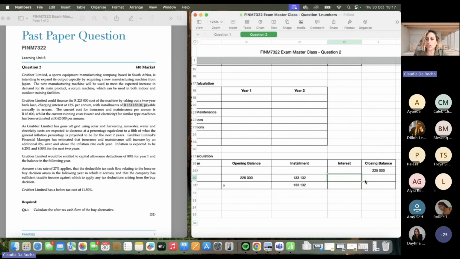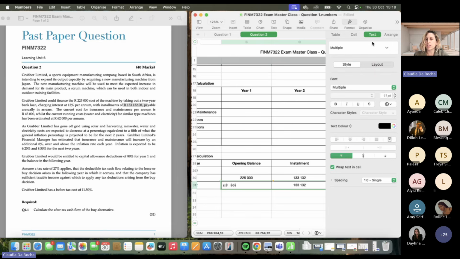Okay, interest we have to calculate. We're going to say it's the 225 times the 12% that they told us. Then for our closing balance, we take our opening balance less our installment plus our interest, which gives us our closing balance. Okay. Then we do the next lot.